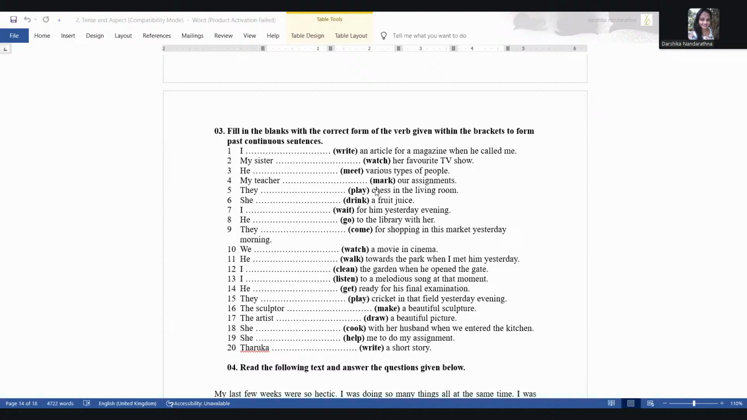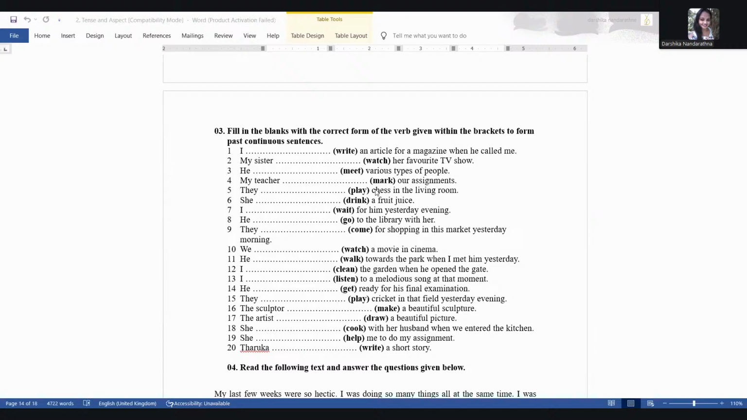She was drinking a fruit juice. I was waiting for him yesterday evening. He was going to the library with her. They were coming for shopping in this market yesterday morning. Very good. We were watching a movie in cinema. He was walking towards the park when I met him yesterday. I was cleaning the garden when he opened the gate.